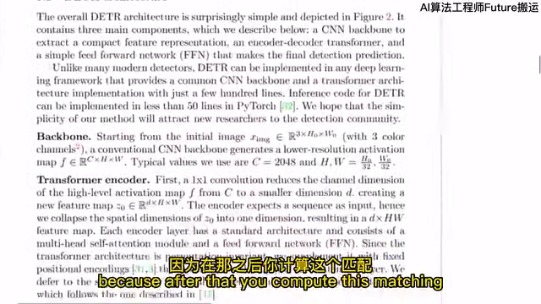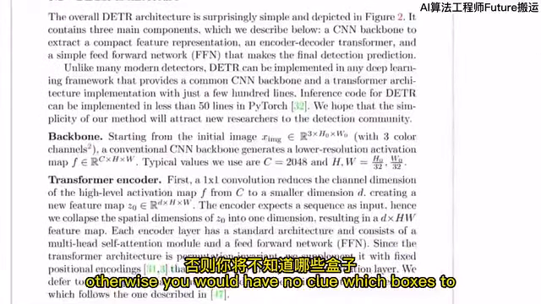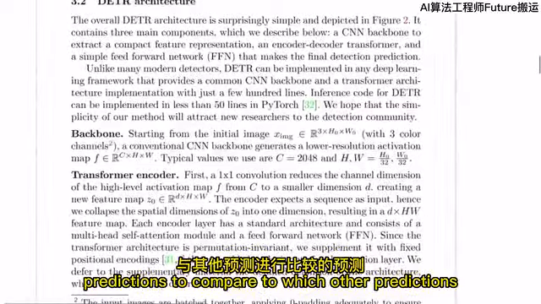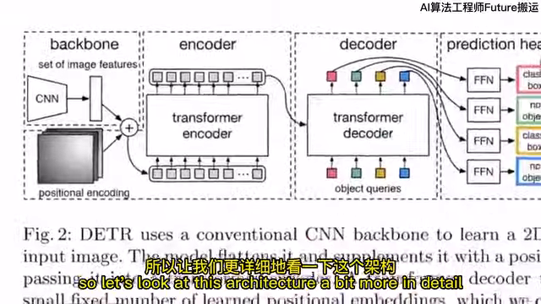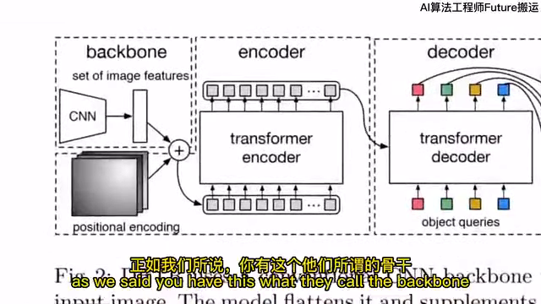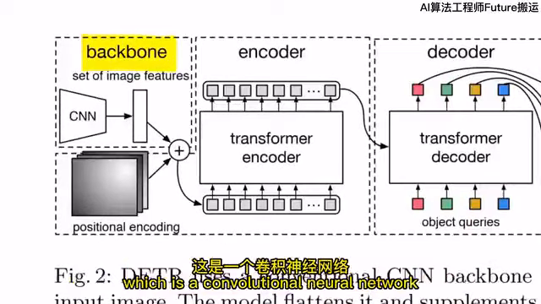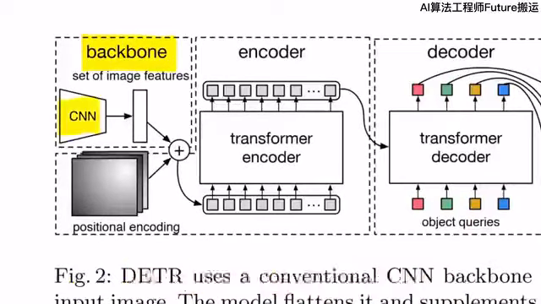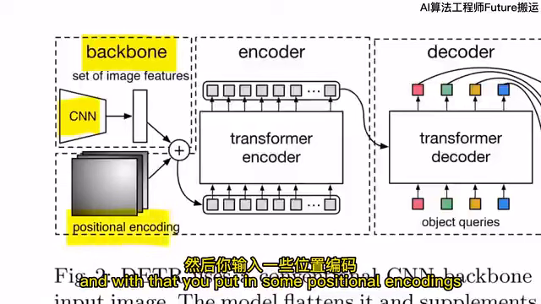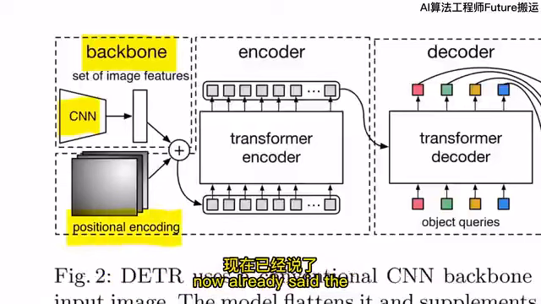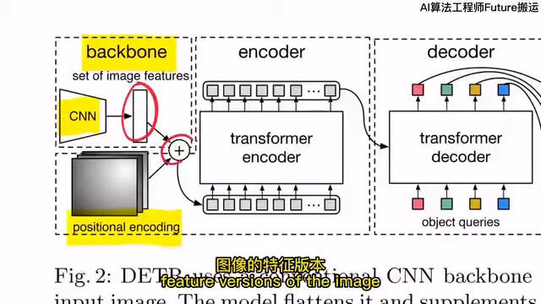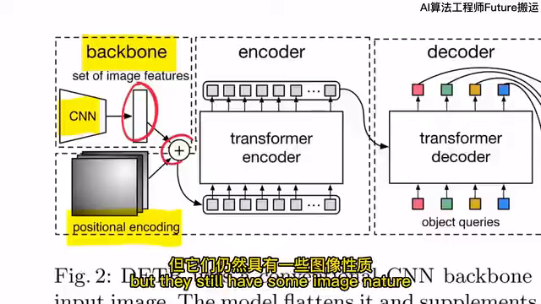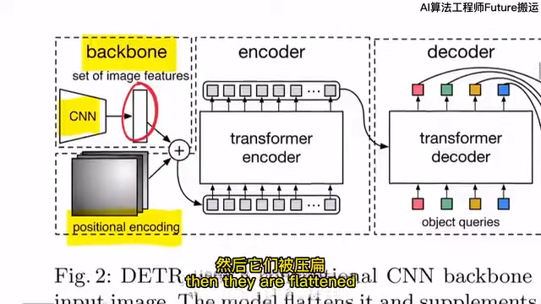Again, this is only possible because afterwards you compute this matching. Otherwise, you would have no clue which predictions to compare to which other predictions. So let's look at this architecture a bit more in detail. As we said, you have what they call the backbone, which is a convolutional neural network. And with that, you put in some positional encodings. Now, I already said you should look at these features as just smaller feature versions of the image, but they still have some image nature. Then they are flattened.